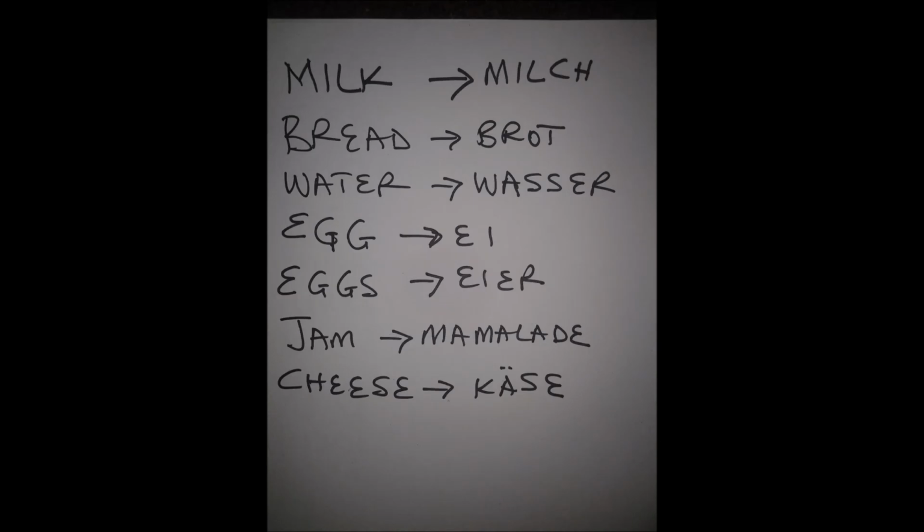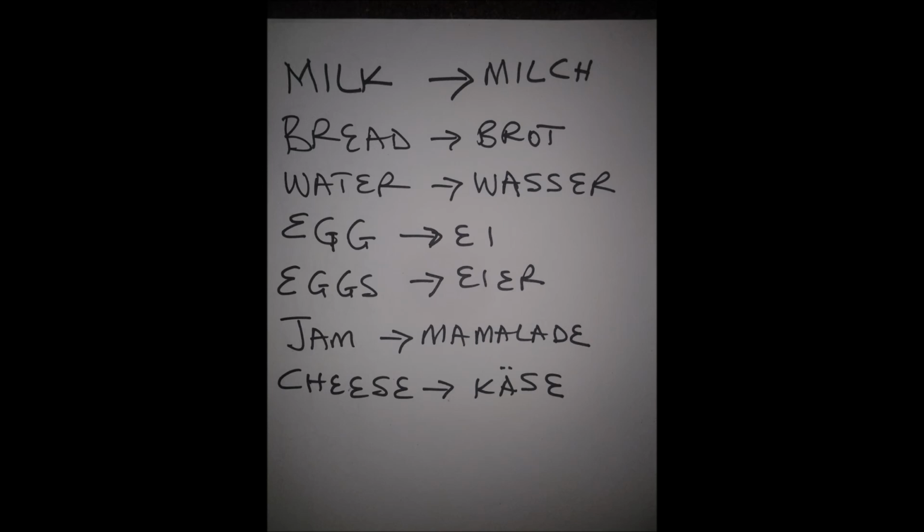Other things you still need in the kitchen, like milk. Milk is Milch. Bread is Brot. Water is Wasser. Egg is Ei. One egg is Ei. Plural, when you have more than one, two eggs or more is Eier. Ich will ein Ei, or ich will zwei Eier. Jam is Marmelade and cheese is Käse.